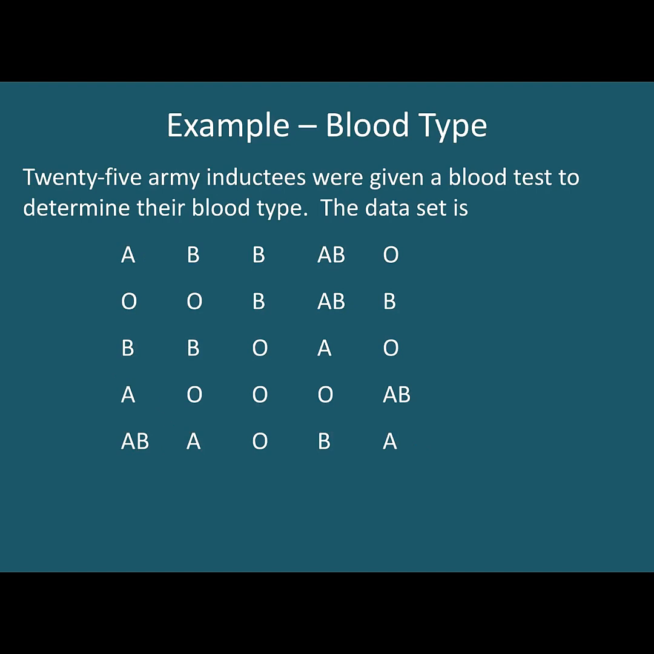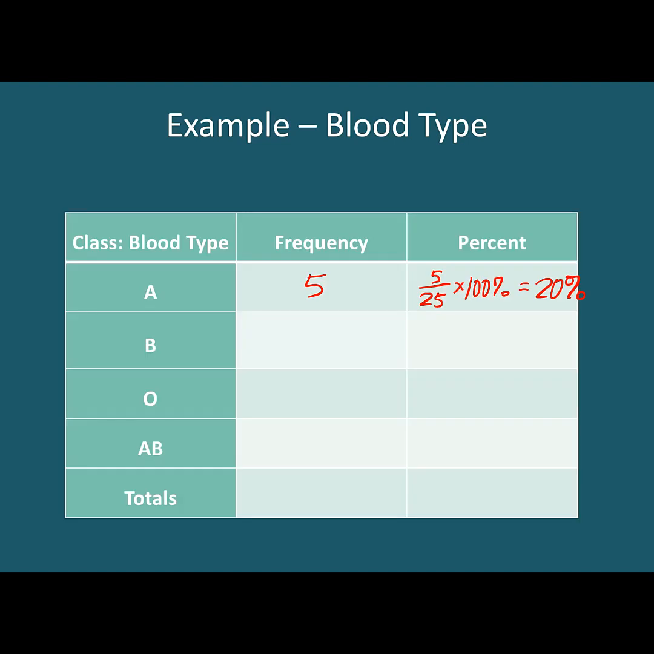For blood type B, we have 7, which gives us 28%. I invite you to pause the video here and please fill out the rest of this table.